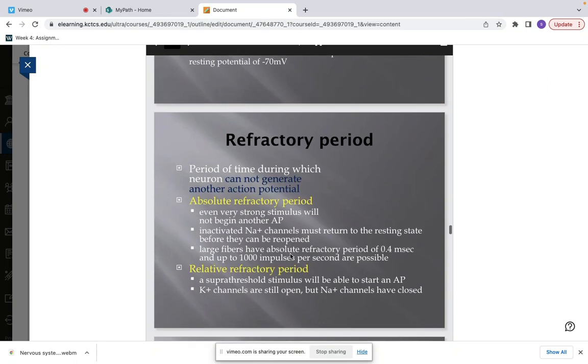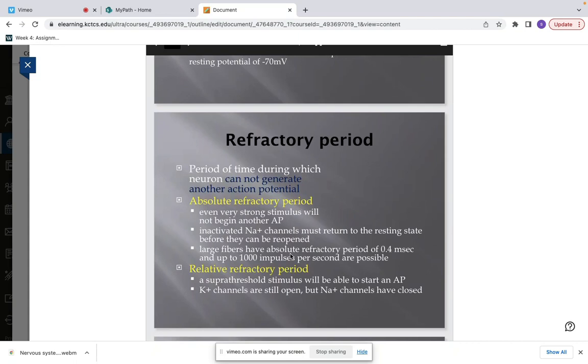And this will be the last slide that I cover. This is called the refractory period. There's absolute refractory period and relative refractory period. I want you to know that the refractory period is a period in which the neuron cannot generate another action potential. So again, the refractory period is a period of time during which the neuron cannot generate another action potential.